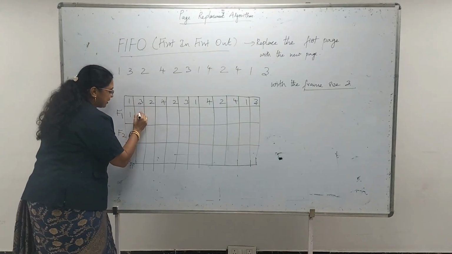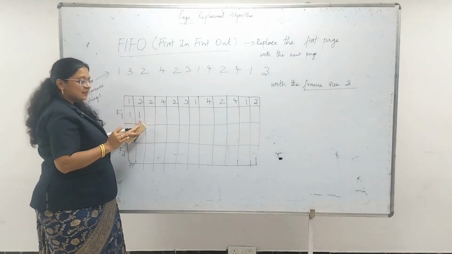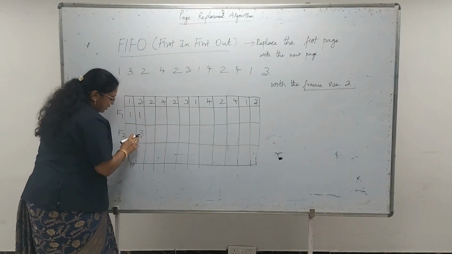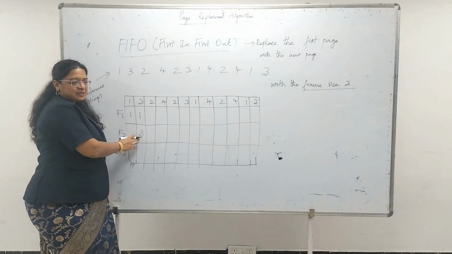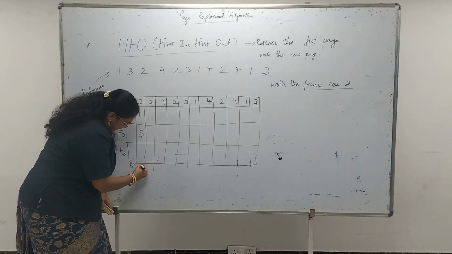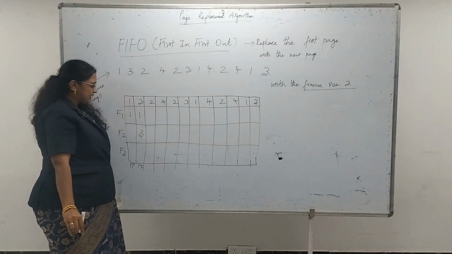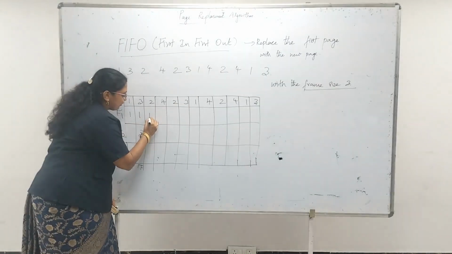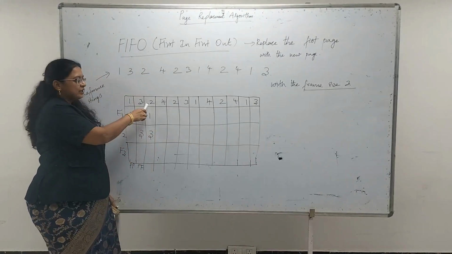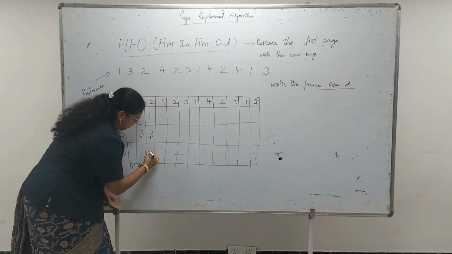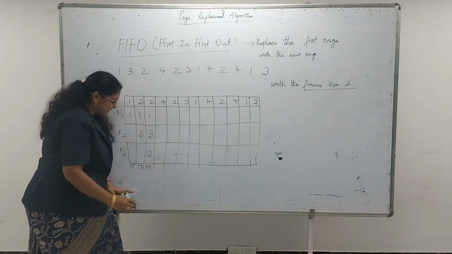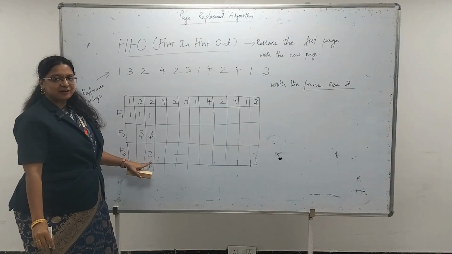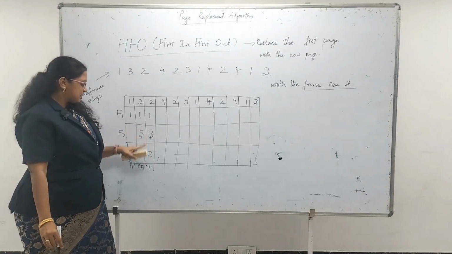Now we are going to insert 3. You have already inserted 1, and next in frame 2 you insert 3. 3 is also not already present in the frame, so that is also a page fault. Now we insert 2. You have already inserted 1 and 3 in the frame, so you insert 2 in frame 3. It is also a page fault, because 2 is not already present in main memory. Now we have inserted 2 in memory, so that is a page fault.